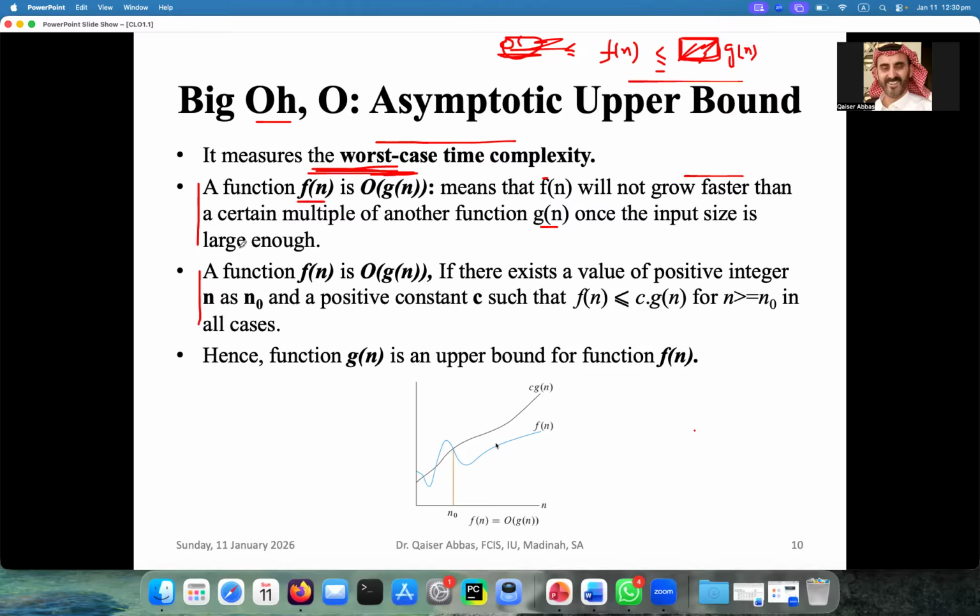Once the input size is large enough, this is a function for the algorithm. Normally the algorithm takes input, starting from the minimum, and you keep increasing the input. When the input reaches the largest level, the value of f of n will be equal or less than g of n. Generally, it would not be greater than g of n.